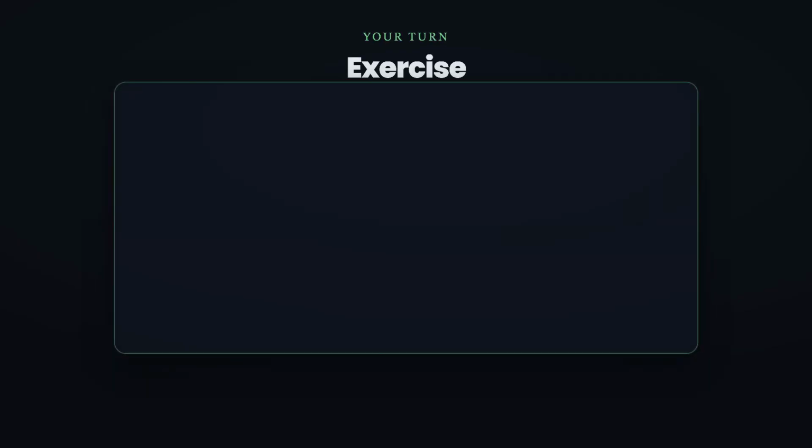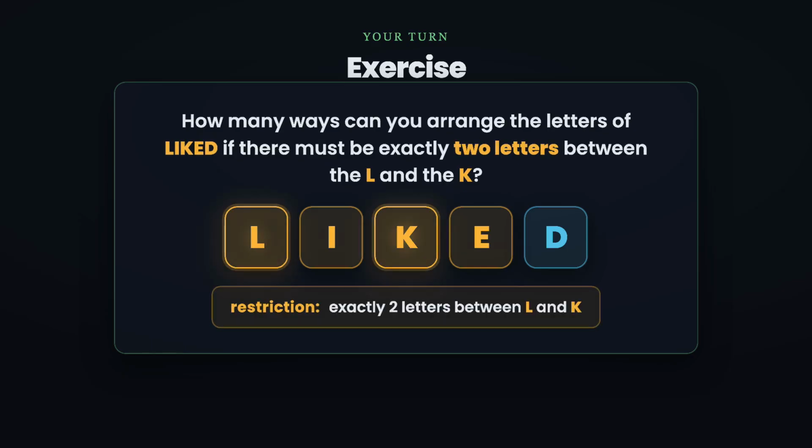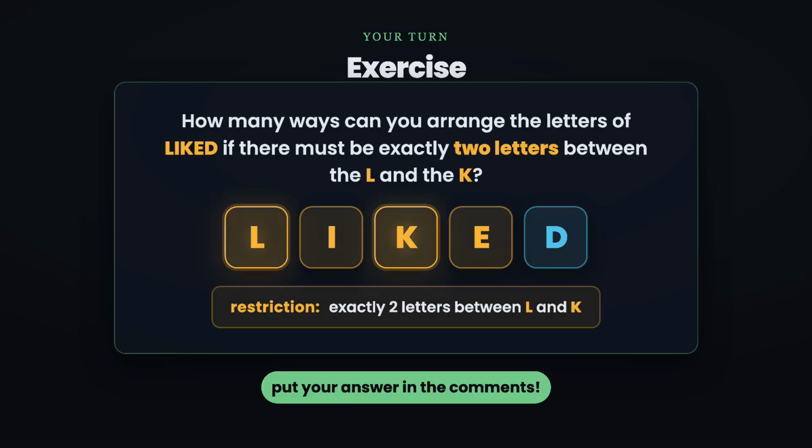Alright, your turn. How many ways could you arrange the word liked if there has to be exactly 2 letters between the L and the K? Put your answers in the comments.